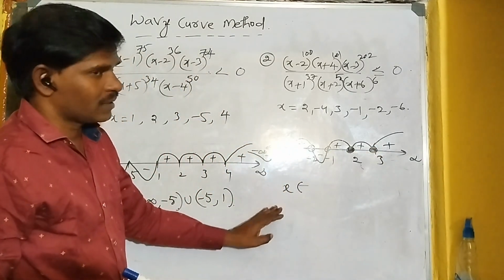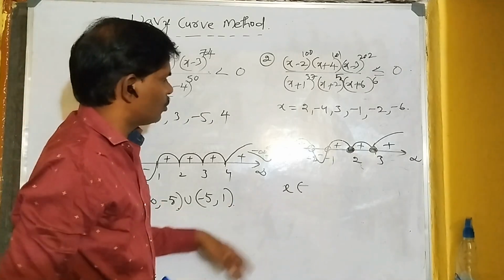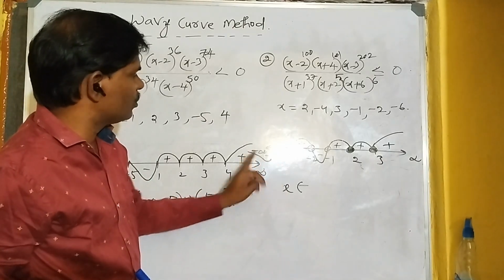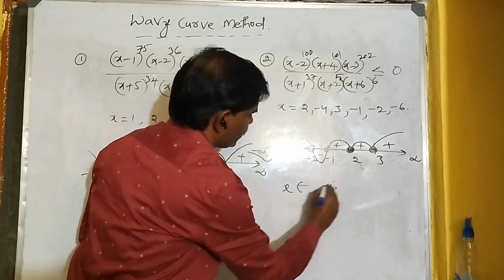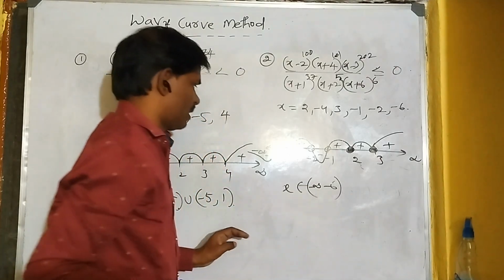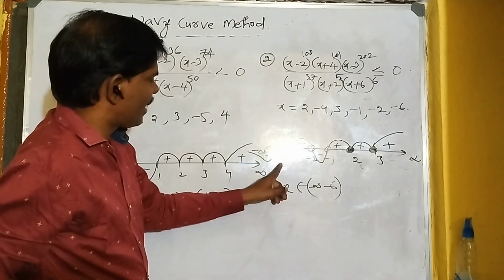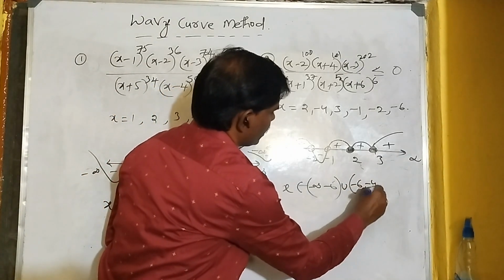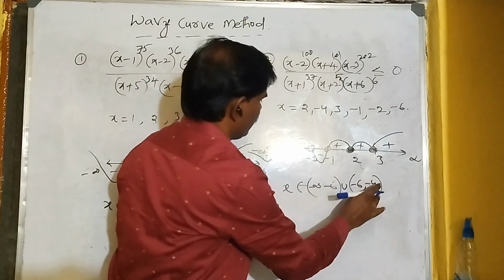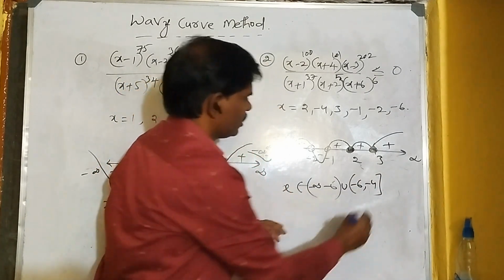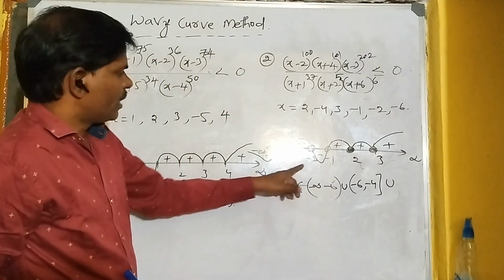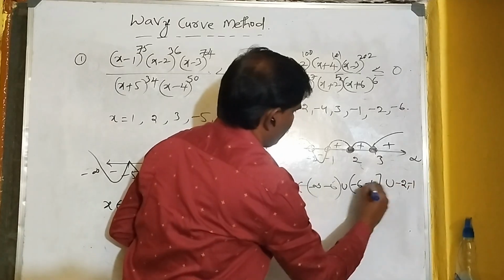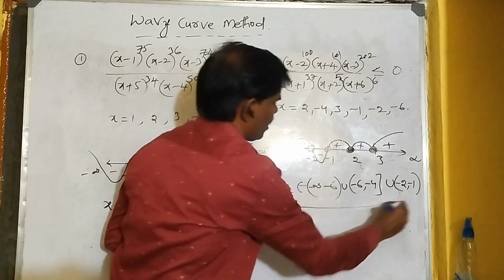What is your answer? X belongs to, what do you want? Less than or equal to means the negative part. The negative part is minus 6 to minus 4 union minus 4 is a closed interval. Next, union, minus 2 to minus 1, open interval. This is our answer.